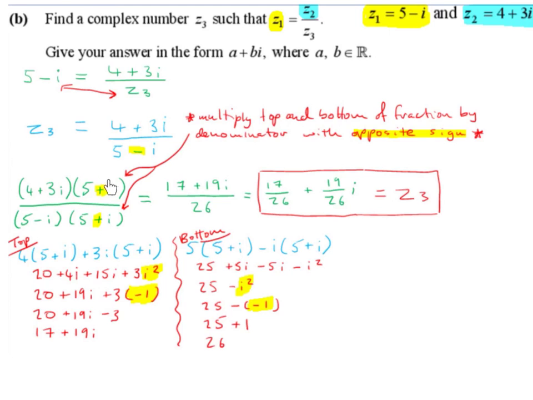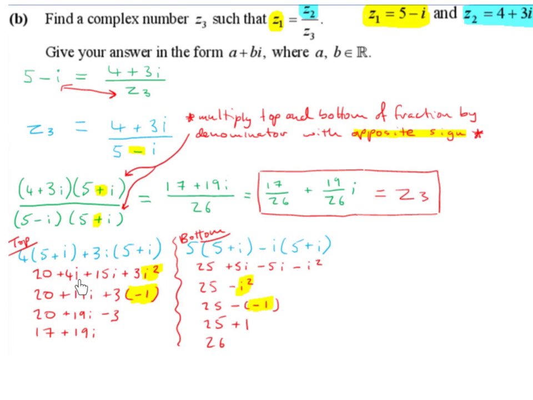So the top of my fraction, 4 plus 3I times 5 plus I. So it's going to become 4 times 5 plus I plus 3I times 5 plus I. 4 by 5 gives me 20. 4 by I gives me 4I. 3I by 5 gives me 15I. And 3I by I gives me 3I squared. We need to be very careful with this.